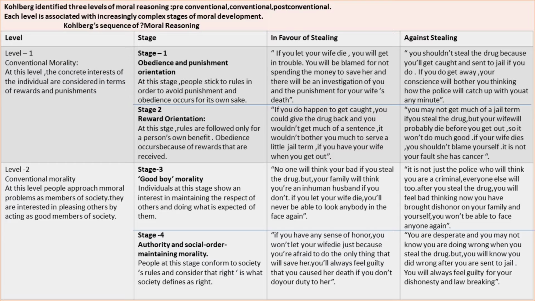Stage 2, reward orientation. At this stage, rules are followed only for a person's own benefit. Obedience occurs because of rewards that are received. In favor of stealing: if you do happen to get caught, you could give the drug back and would not get much of a sentence. It would not bother you much to serve a little jail time if you have your wife when you get out. Against stealing: you may not get much of a jail term if you steal the drug, but your wife will probably die before you get out, so it won't do much good. If your wife dies, you should not blame yourself. It is not your fault that she has cancer.